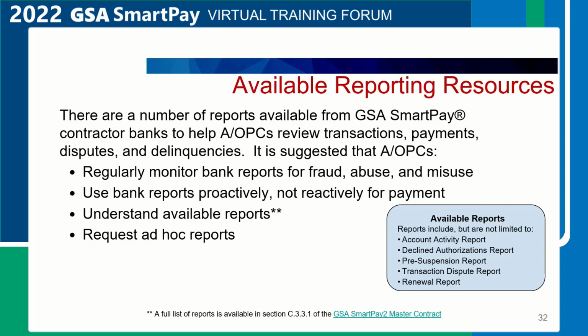Now, these are just a few of the reports that are available to you, but if you don't see a report that works for you, you can also ask for an ad hoc report. You can reach out to your issuing bank for help with ad hoc reports. I believe during the forum you can also attend any of the bank sessions, and you can get more information on reporting. And again, a full list of reports is also available in the GSA master contract. You can also find a copy of that master contract on our website.